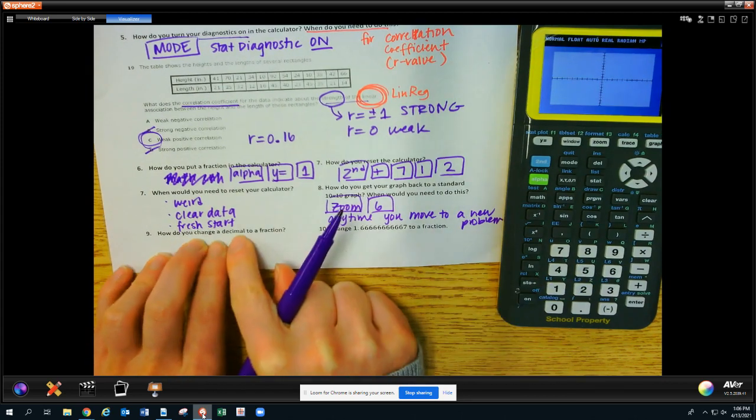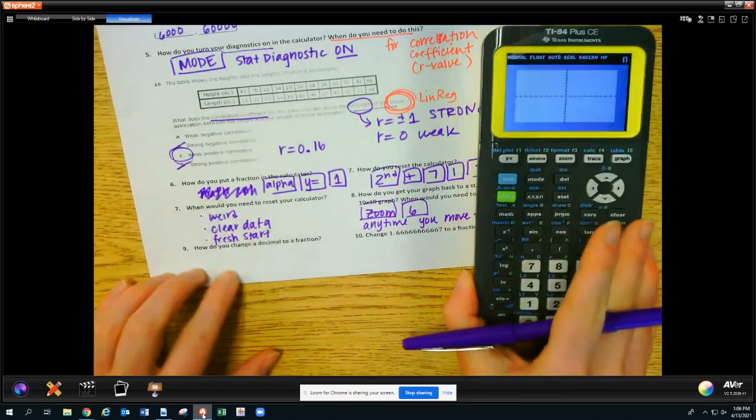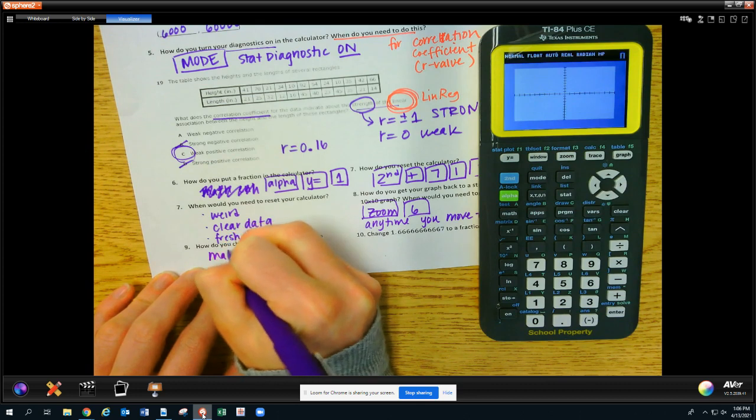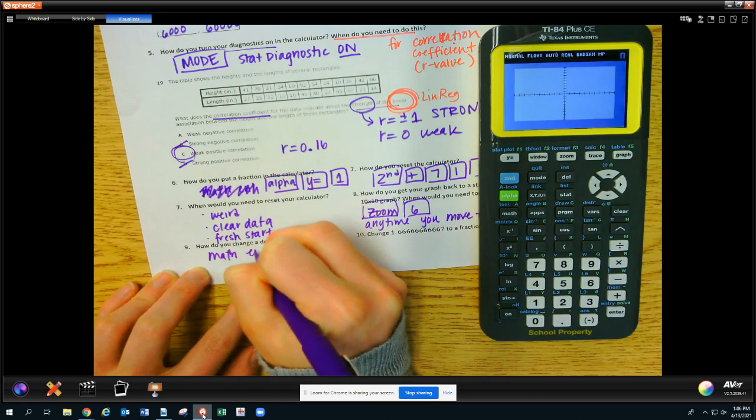Okay, how do you change a decimal to a fraction? That's what I thought I was writing here. That one's the math, enter.